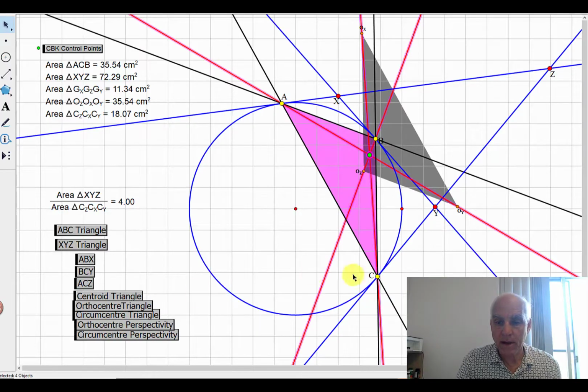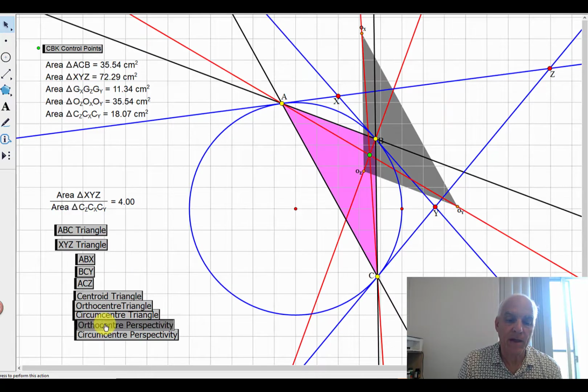That's kind of cool. Another thing that we might want to do is to look at connecting the points of the original triangle with the corresponding orthocenters. So A is associated to Y, so we could join A to O sub Y. We could join B to O sub Z, and we could join C to O sub X. And when we do that, lo and behold, we get some collinearity. So these two triangles are also perspective from this point here.